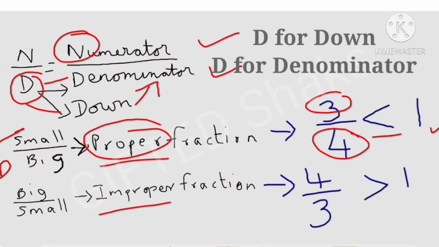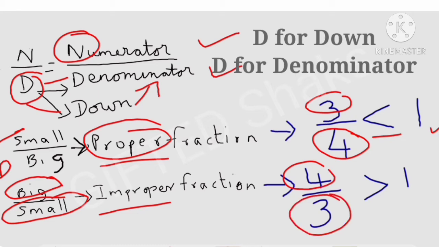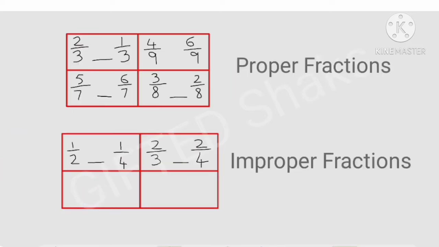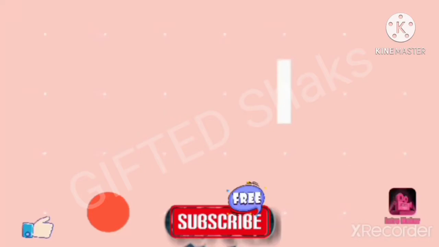But if the numerator is big and the denominator is small, as you see here, then this becomes more than 1. Okay? So now if it is more than 1, it is an improper fraction. So now we will be learning to find out which fraction is bigger and which is smaller of proper fractions first, where the numerator is smaller and the denominator is bigger. Then we'll take up the improper fractions.